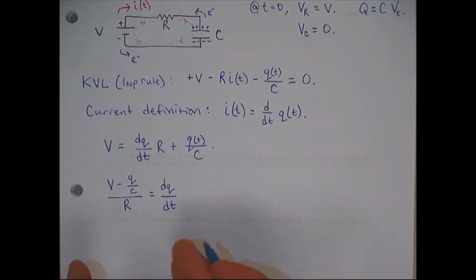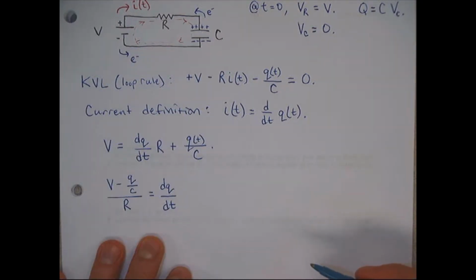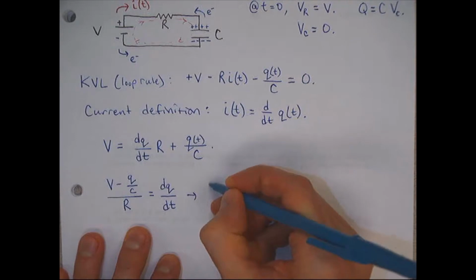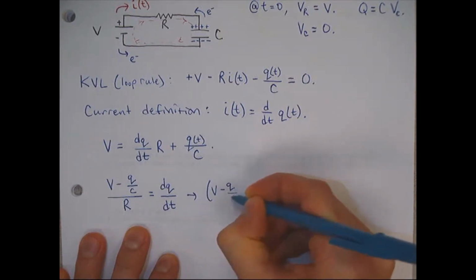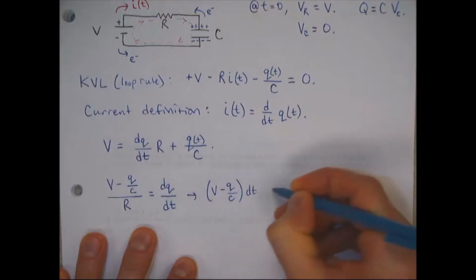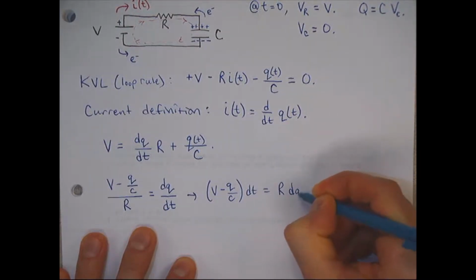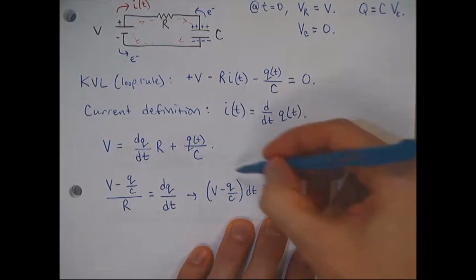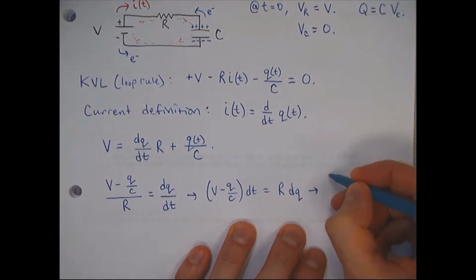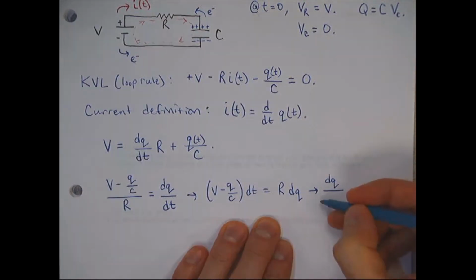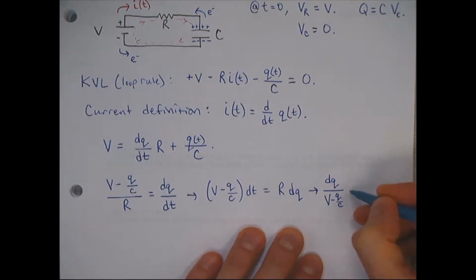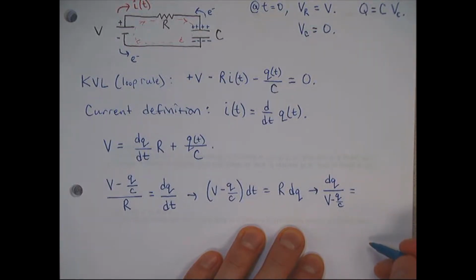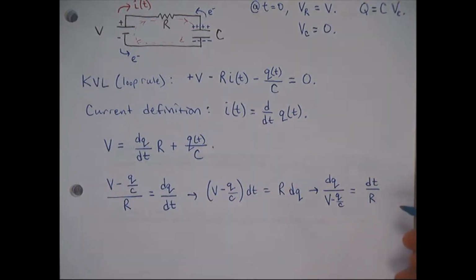I need to cross multiply and then separate these things. Okay, so I have V minus Q over C dt is equal to R dQ. Then I will push the dQ to be in the same term as our V minus Q over C. Then we have a dt over R on this side.